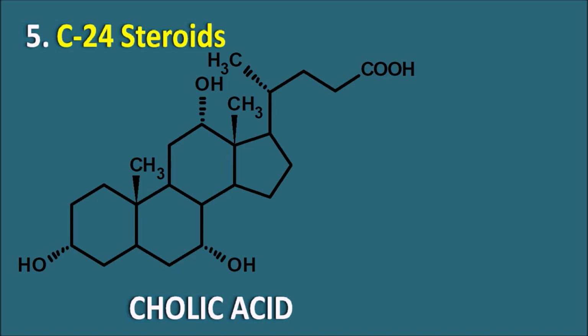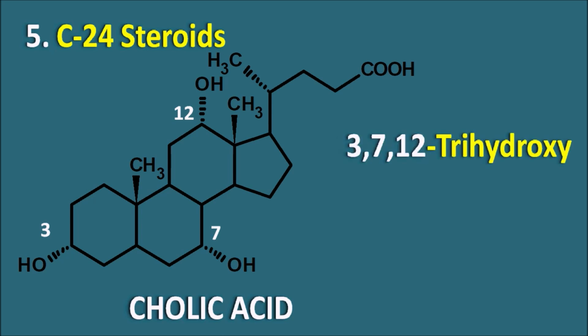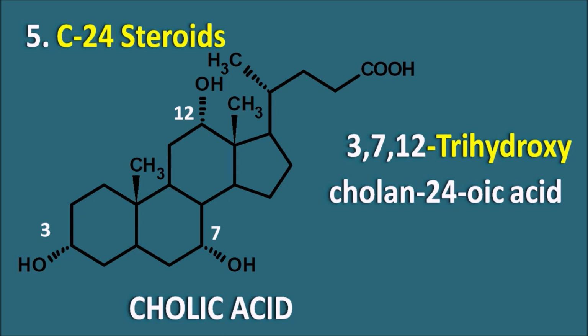And it has OH groups at different positions: the 3rd position, 7th position and 12th position. All these OH groups are attached by alpha linkage. So cholic acid can be written as 3,7,12-trihydroxy cholane 24-oic acid, because the carboxylic acid is present at the terminal, that is the 24th position. So it is a cholane 24-oic acid. And here we should not confuse this with cholestane. Cholestane gives cholesterol, but cholane gives the cholic acids.